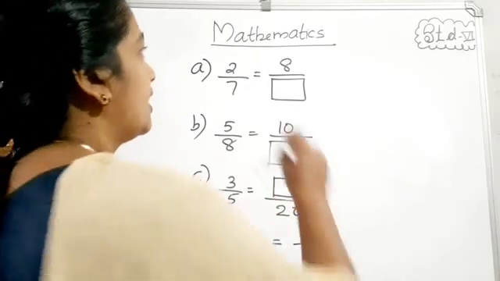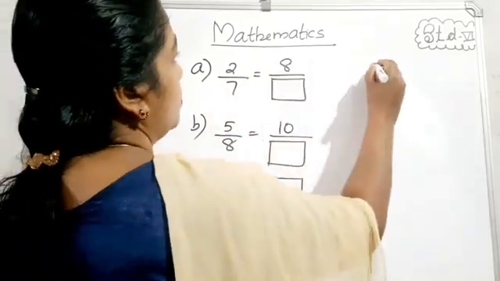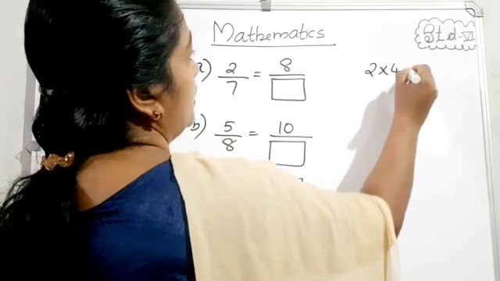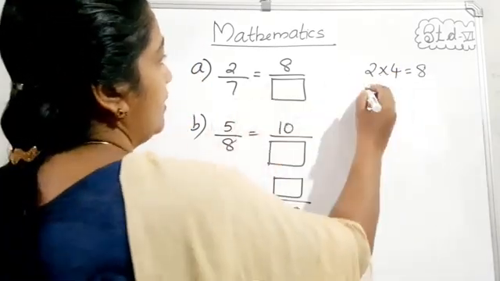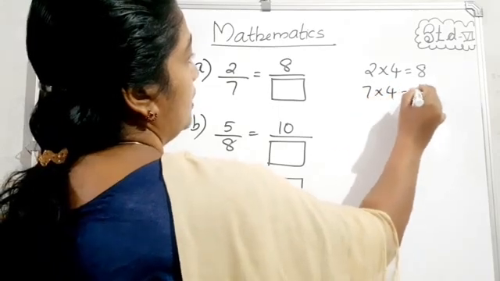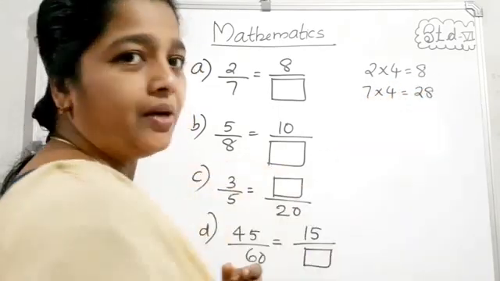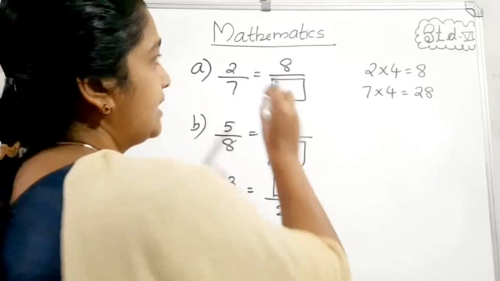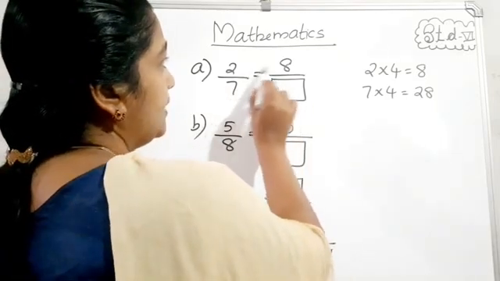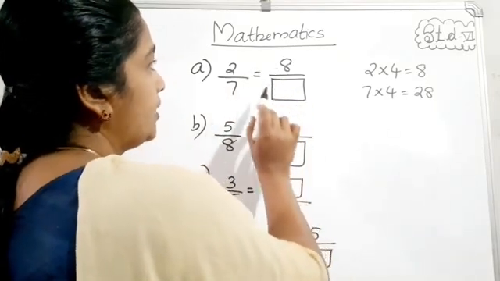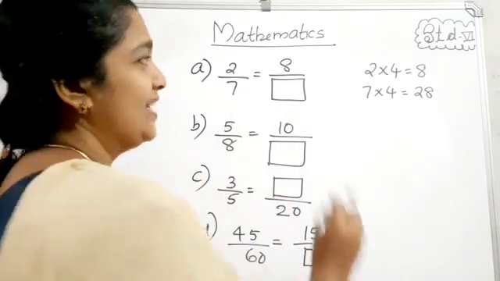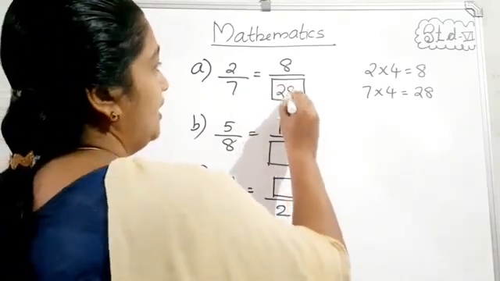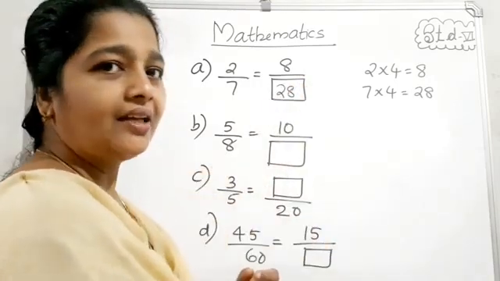Listen, first question: 2 over 8. Then say the answer. 2 into 4 equal 8. Therefore, 7 into 4 equal 28. Very simple these questions. Understand? Whichever number we use to multiply, that number only you want to take and multiply here also. So the answer equals 28. All of you understand? Yes.